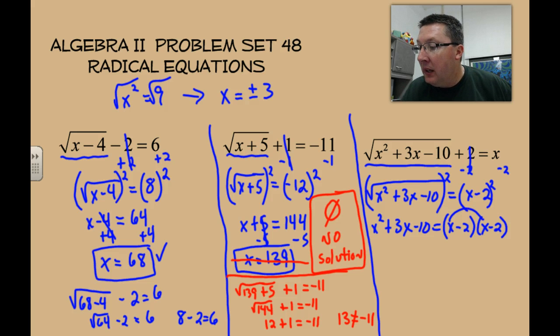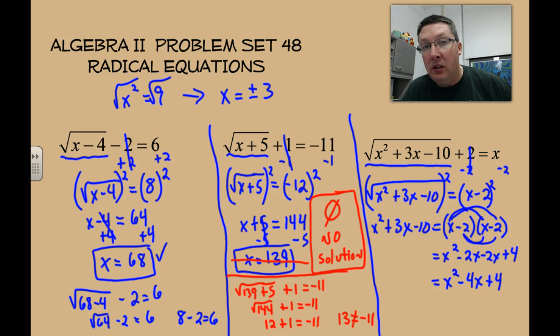So x times x is x squared. X times negative 2 is negative 2x. Negative 2 times x is negative 2x. Negative 2 times negative 2 is positive 4. Okay, if I continue adding like terms here, I end up with x squared minus 4x plus 4. That's on the right side. On the left side, I still have x squared plus 3x minus 10.